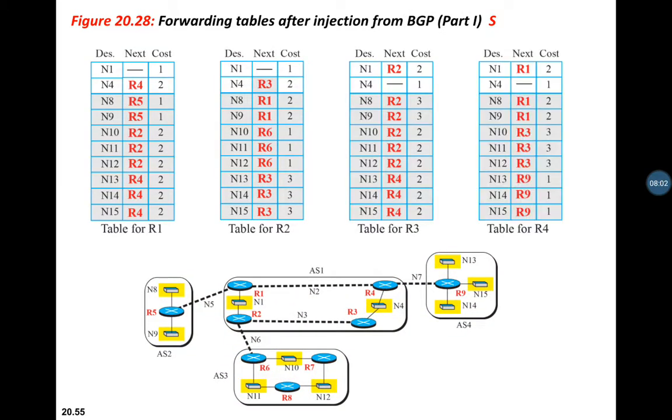That is how the path tables are constructed. Next is about the forwarding table after injection from the border gateway protocol. So that is, the path tables collected by the border gateway protocol are injected into the intra-domain forwarding table for routing the packets. So that information is injected into the intra-domain protocols for routing the packets.